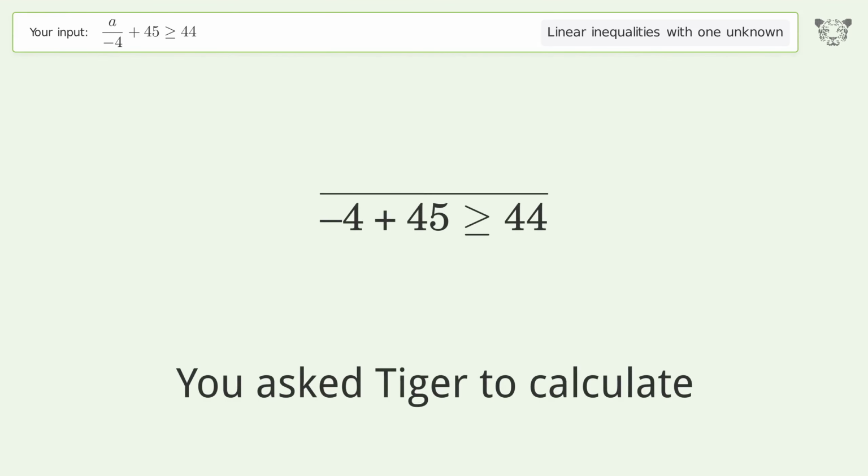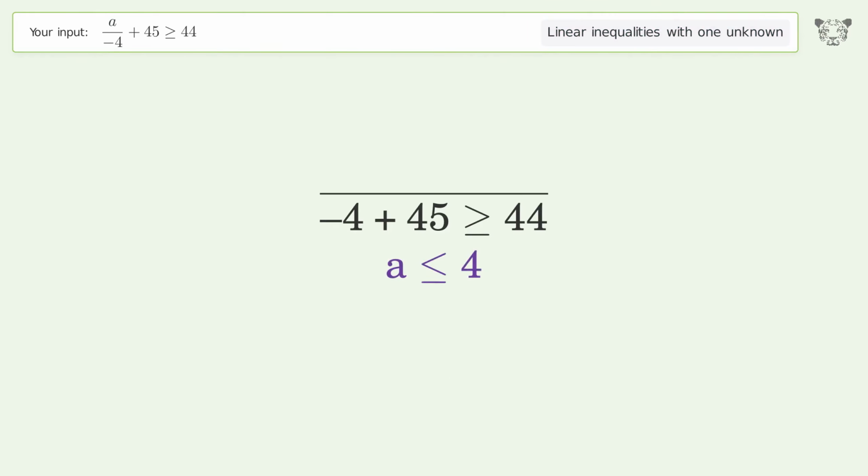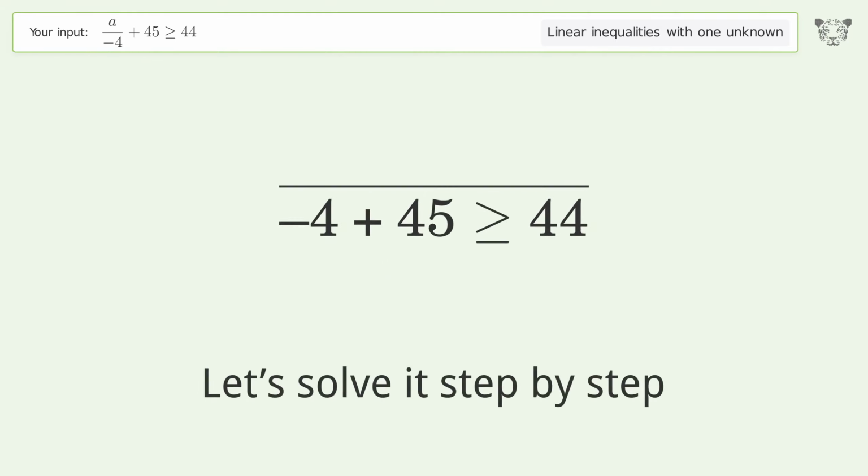You ask Tiger to calculate. This deals with linear inequalities with one unknown. The final result is a ≤ 4. Let's solve it step by step.